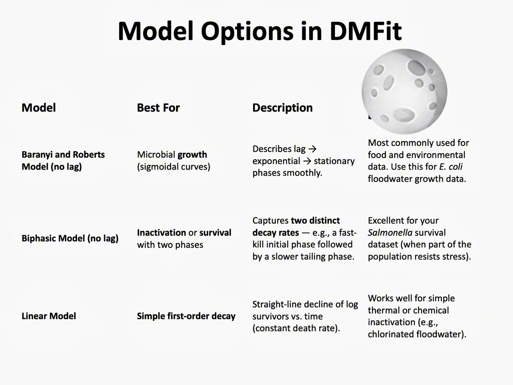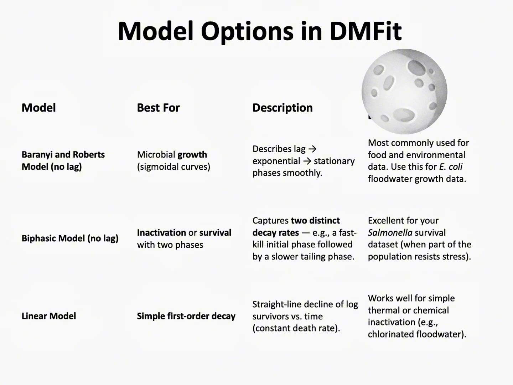The basic three models that we have: one of them is the Baranyi or Roberts model, which has no lag. This is best for microbial growth, sigmoidal curves. We have different types of curves. This is a sigmoidal curve. It describes the lag phase, exponential phase, and stationary phase smoothly.